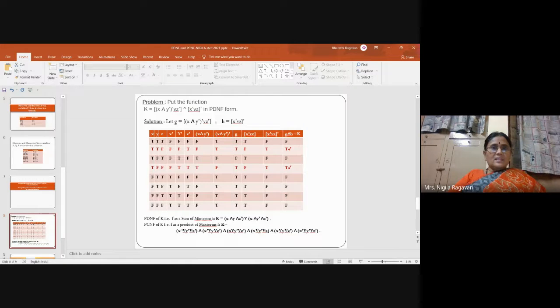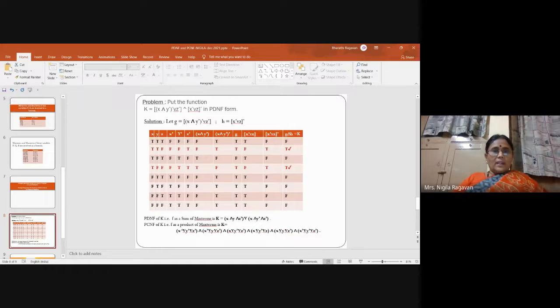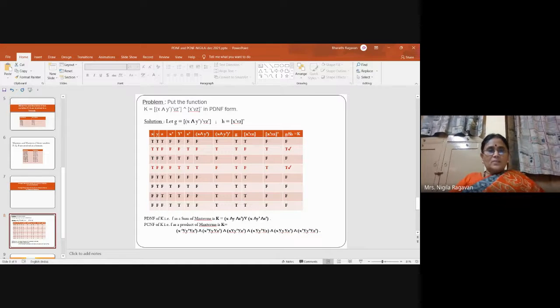G is X cap Y dash the whole dash cup Z dash. H is X dash cup Z the whole dash. We shall write down the answers for G and H and then G cap H. Finally, we shall write the answer for K. You know the definitions for cap, cup, complement, which we have seen above. What are the first three columns? We write the various truth values for X, Y, Z.